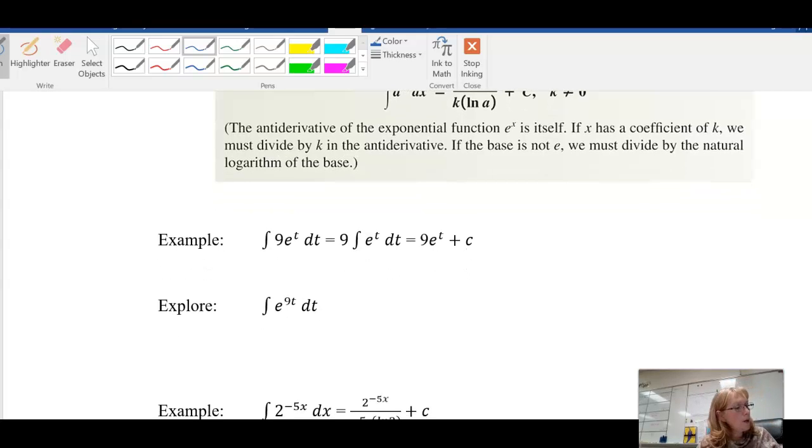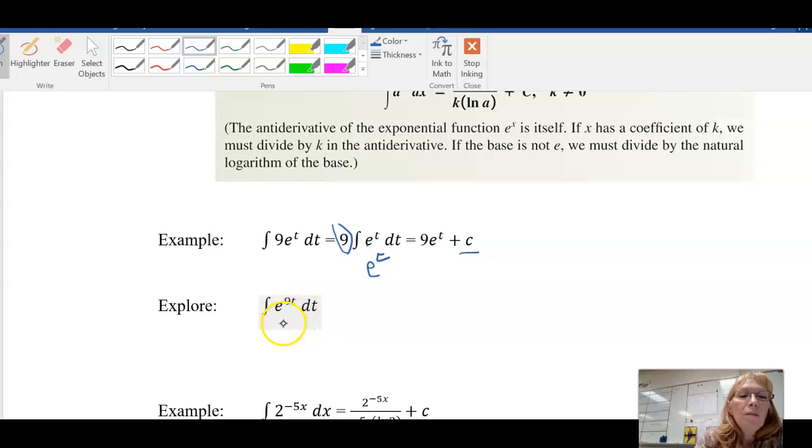All right, so the first thing we're going to do is look at the e. So I got 9e to the t, so I can bring the 9 out and ignore him. Now the derivative of e to the t with dt is itself, so this is e^t, but now I have to multiply it by the 9, so it's 9e^t plus c.